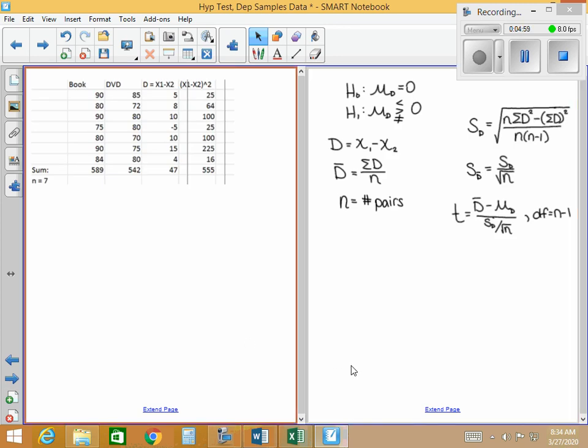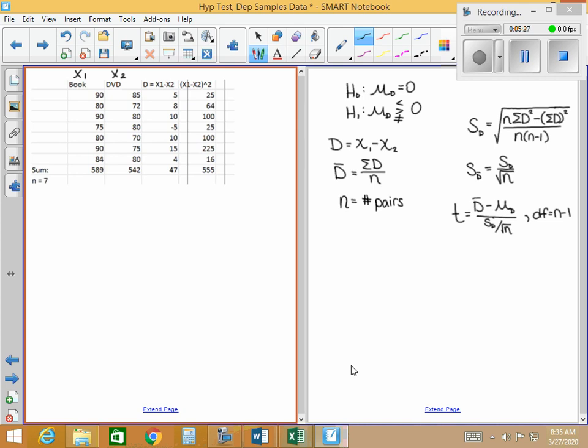So my x1 values were here. Okay, these are my x2 values. If I take x1 minus x2, 90 minus 85, 80 minus 72, on down the line, that gives me my d's. If I want to find the mean of the d's, I'm going to have to add those up. Notice I have a sum row down at the bottom.